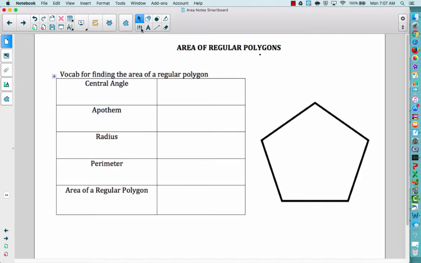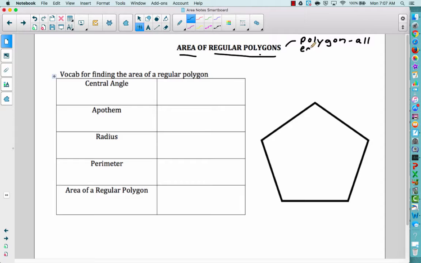Hello, so today we're going to be talking about the area of regular polygons. Now let's just recall that a regular polygon is a polygon with all equal sides and all equal angles. I'm using the symbols there.